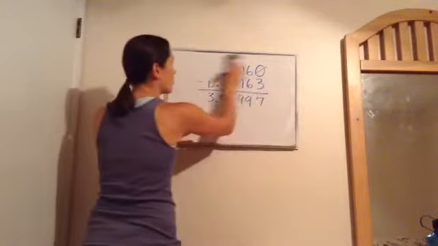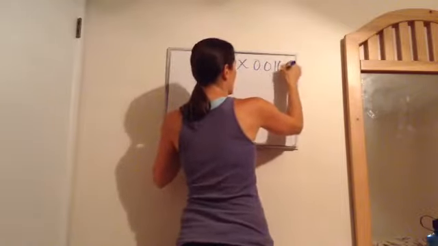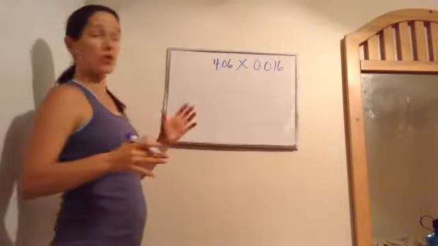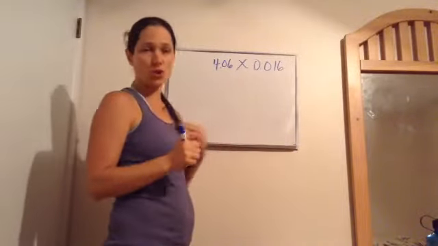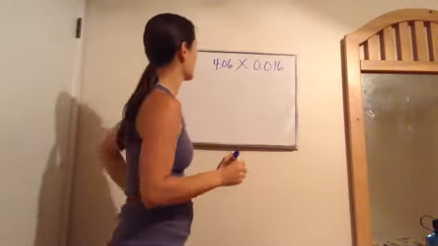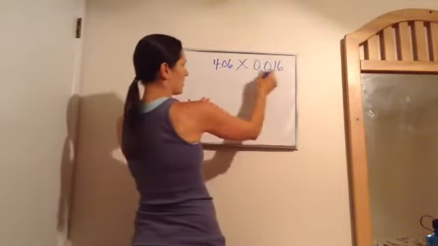All right, let's talk about multiplying numbers. All right, 4.06 times 0.016. Now, hopefully you remember that you do not line up decimals when you're multiplying them. Okay, you're just going to line up the numbers. Okay, and what I mean by that is, I'm going to take and put the biggest number.